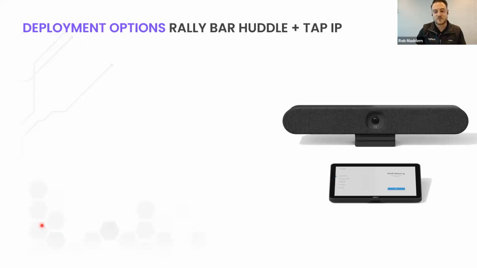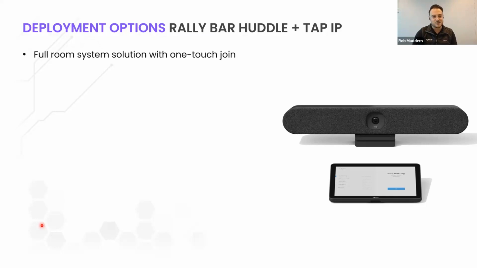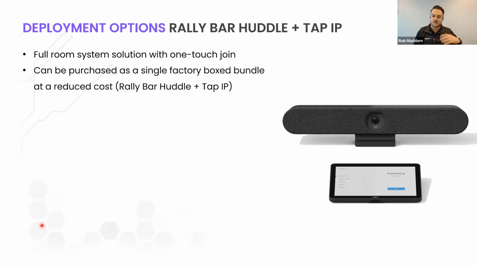So finally, when we're asking what's the best case scenario for a huddle space, obviously I'm going to say it's Rally Bar Huddle and Tap IP. That's what we're here to talk about. It is a full room system with one touch join. It can be purchased just like our previous kits as a single factory box bundle with Rally Bar Huddle and Tap IP.